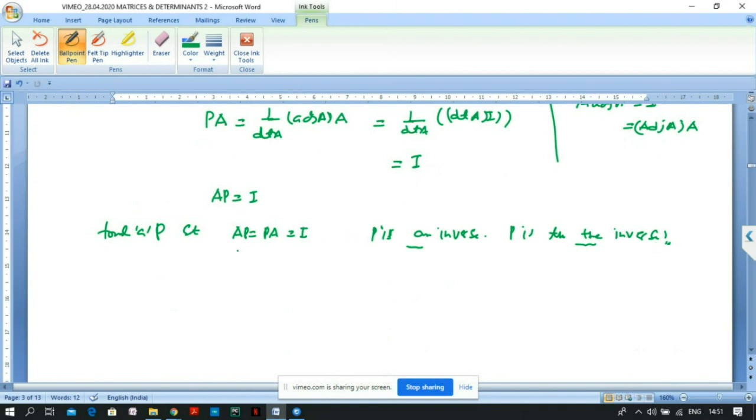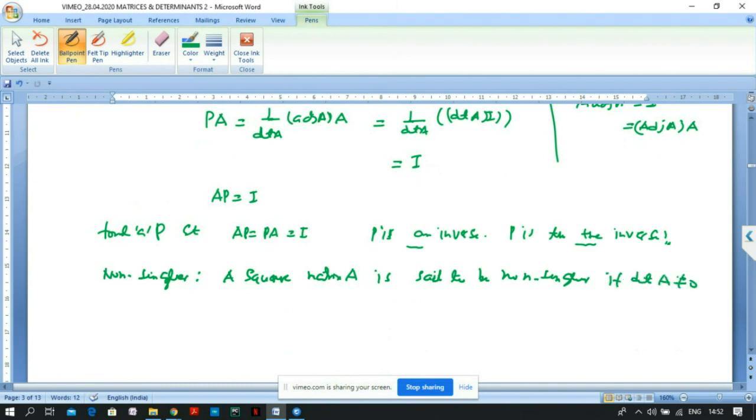Let's move on to an important terminology definition: non-singular matrices. Non-singular, that's just a name. A square matrix A is said to be non-singular if determinant of A is not 0, and it is called singular if det of A equals 0.